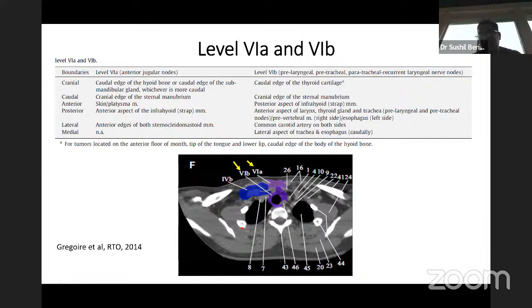And then I've highlighted some of the landmarks which we talked about. Now level 4 has 4A and 4B, based on the upper and lower level 4 nodes. In N0 disease, you can probably treat 4A, but if the node goes down to level 3 or level 4, then you have to include 4B. And they use the manubrium and 2 centimeters above that as a landmark. These level 4A and 4B are the same nodes which you contour for breast cancer when you contour supraclav. So they are not anything different. It's just the nomenclature is different. So when you're treating supraclavicular or lower neck nodes in breast cancer, they are basically the level 4 nodes.